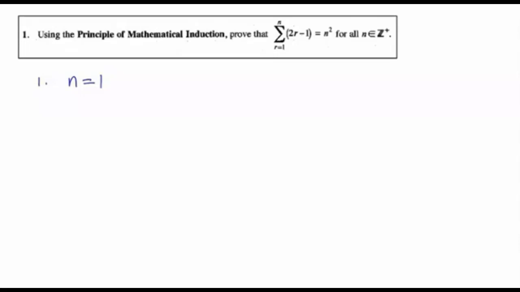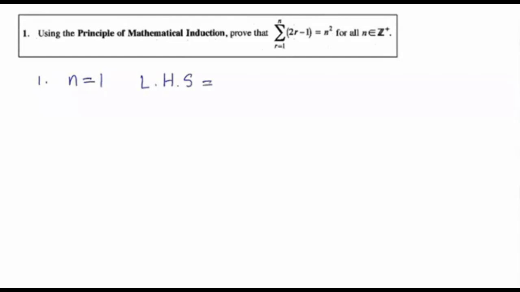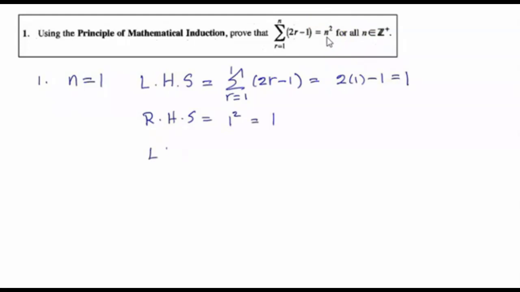On the left hand side, LHS, when n equals 1, r goes from 1 to just 1, which means we only have one term. When r equals 1, you get 2 times 1 minus 1, which is equal to 1. Since the summation does not go beyond 1, you only have one term, and that's the left hand side. The right hand side, when n equals 1, is just plugging in 1 for n squared, which gives 1 squared, that is just 1. This shows us the left hand side equals the right hand side. So we have just shown that the result is true for n equals 1.